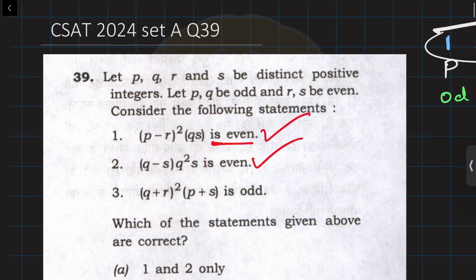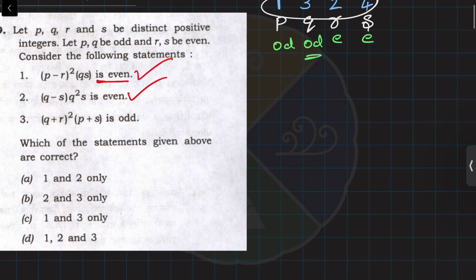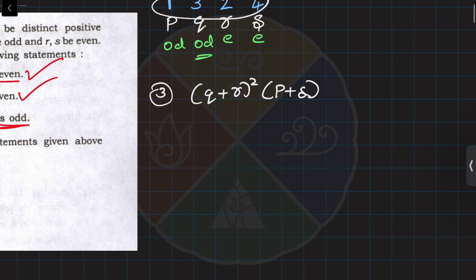Okay. Now let's take statement number 3. Statement number 3 says that (Q plus R) whole square into (P plus S) is odd. Again, it's an absolute statement. It should be always true.